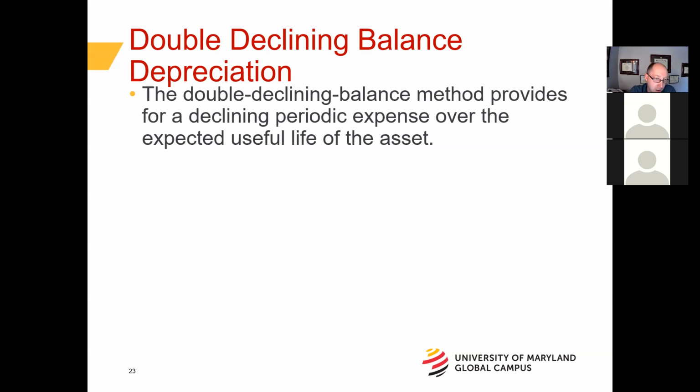The way it works is that, instead of straight line, which we talked about earlier, where you just simply divide the cost minus the residual value by the useful life, in this case we actually find a percentage to decline by, especially in the first few years. That's why we call it double declining. It basically shows depreciation happening twice as fast.